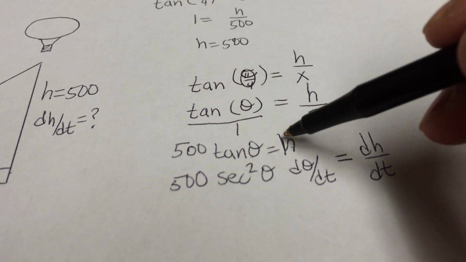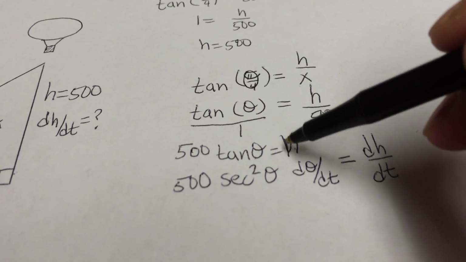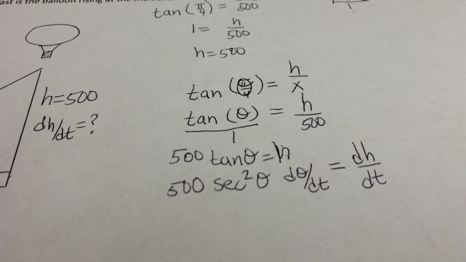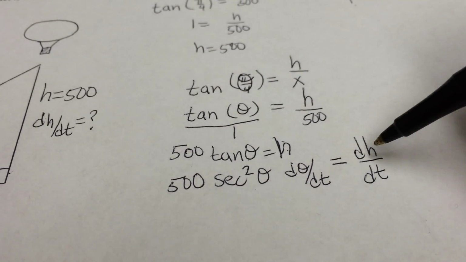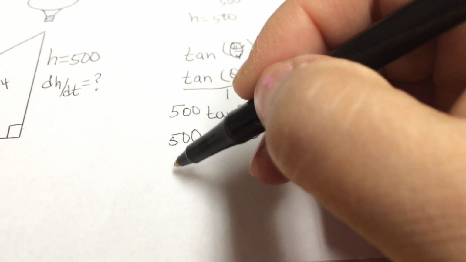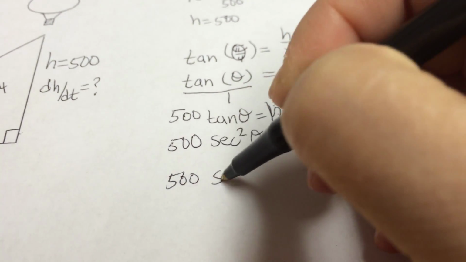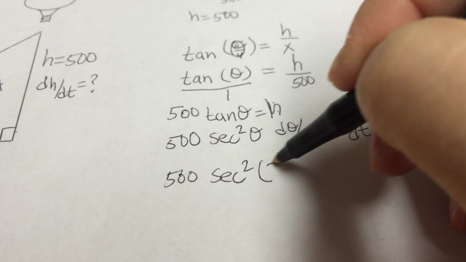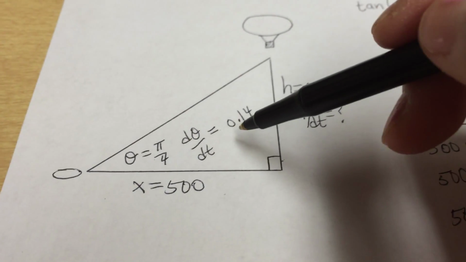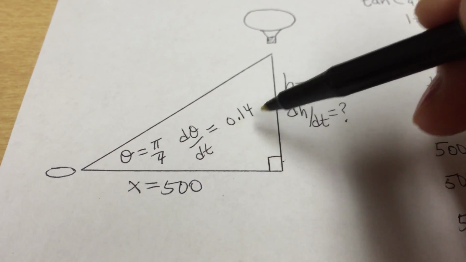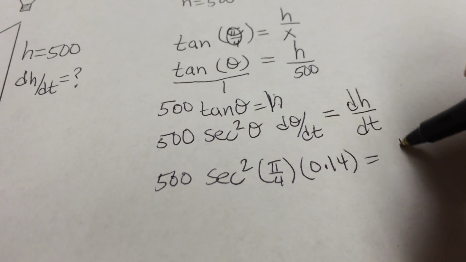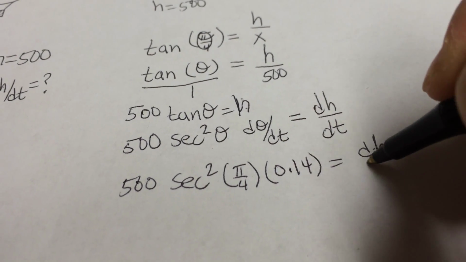Okay, so this is like the x. If I take the derivative of that, it just disappears, but I do still have dh over dt. Now we can substitute in more numbers to figure out what dh over dt is. I know theta is pi over 4, so I'm going to put in 500 secant squared of pi over 4. And I also know d theta over dt, because that was given right here as 0.14. And we're still looking for dh over dt.